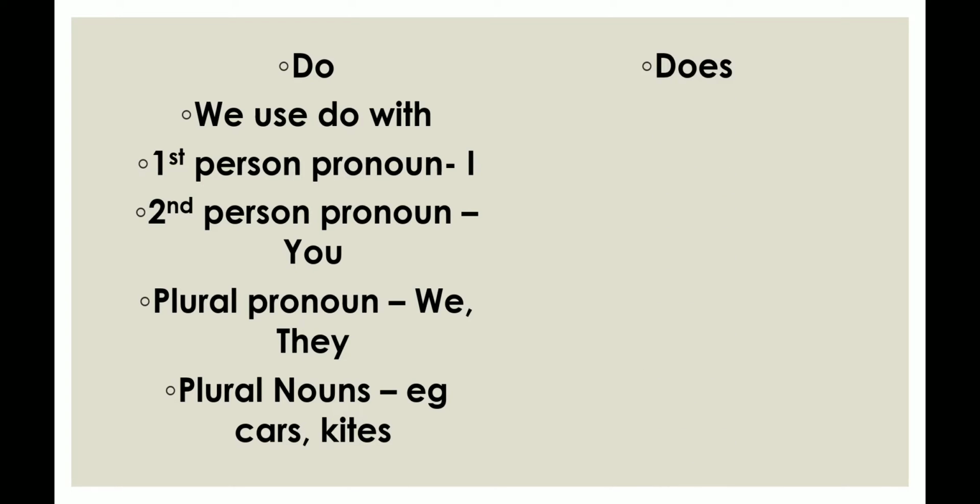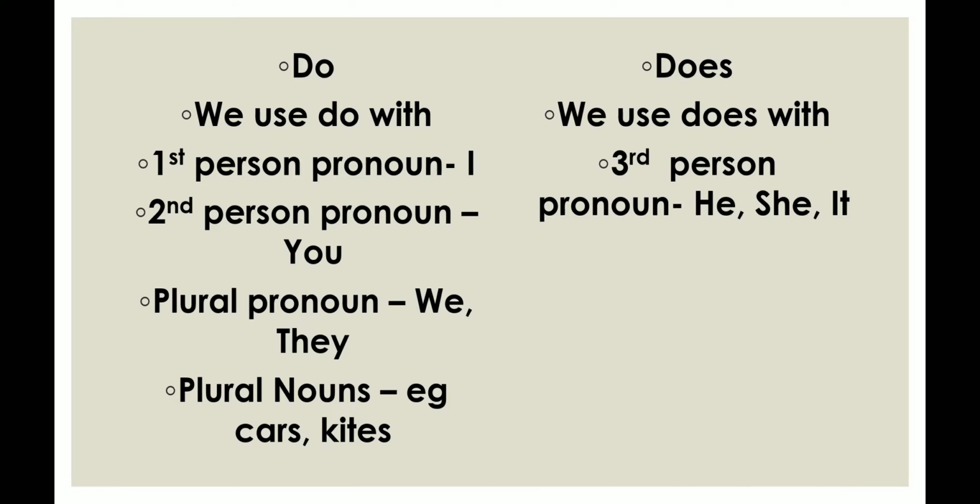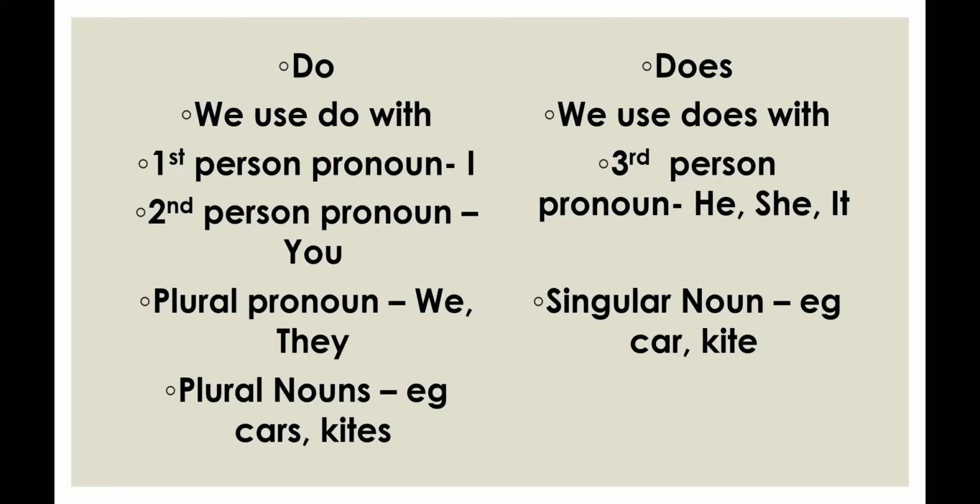Okay, and when we are talking about does, we use does with third person pronoun, that is he, she, it, and it is also used with every single noun. For example, a car, a kite, a man. So we can use it with a single noun or a third person pronoun like he, she, it. And remember, students, I and you are singular, but they take do.